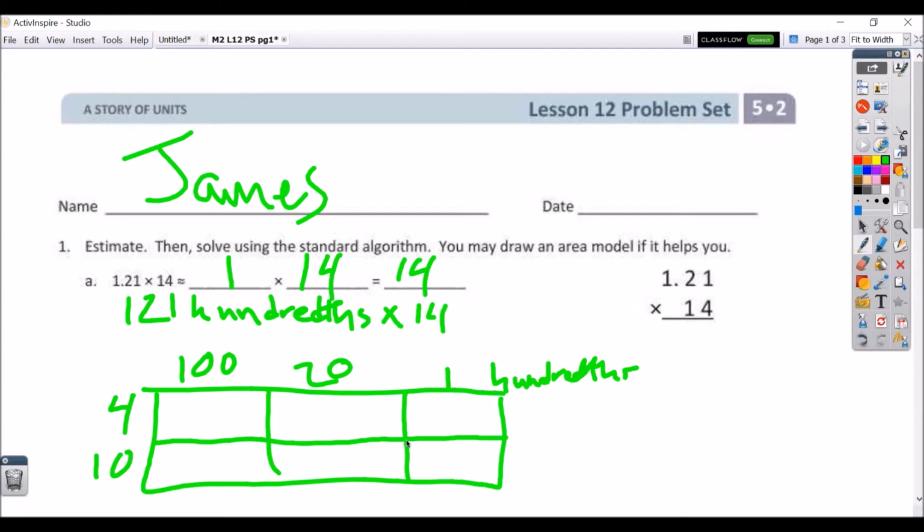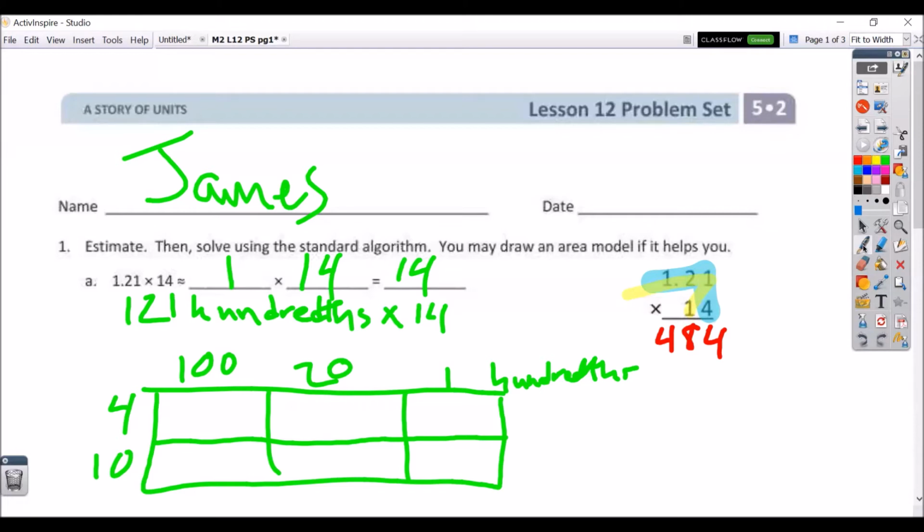But I'm going to switch colors and work over here on the standard algorithm. And remember, we're just working on 1s times the top. 4 times 1 is 4. 4 times 2 is 8. And 4 times 1 is 4. Remember, this is why I've been asking you to practice those multiplication facts, because it allows you to really just focus on the steps of the standard algorithm and not worry about those factors.